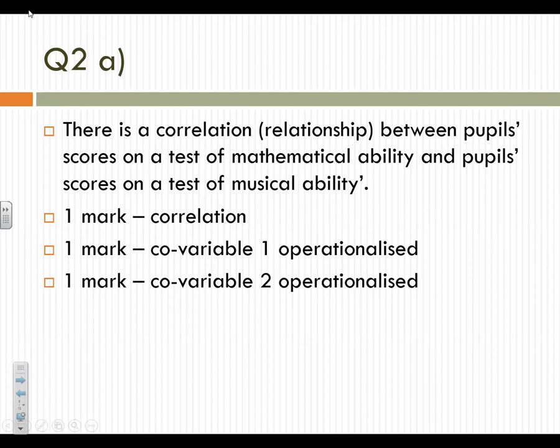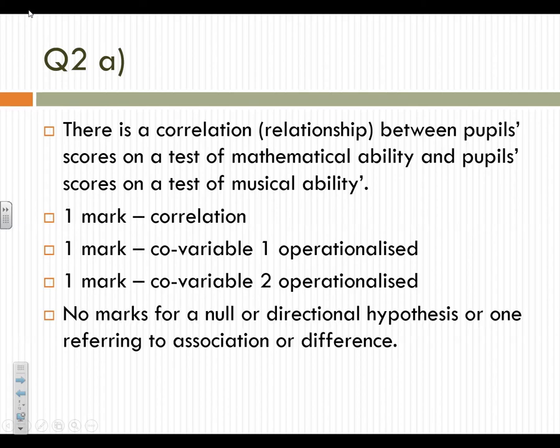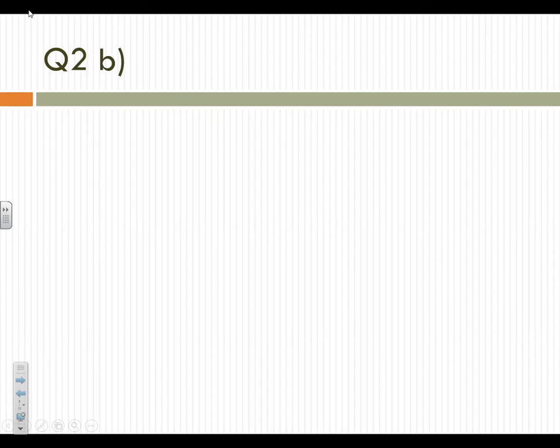If you said there will be a difference between, no marks. There we go. No marks for a null or a directional hypothesis, or one referring to an association or a difference. So if you say there will be no relationship between, then you don't get any marks. If you say there will be a positive correlation between, or a negative correlation between, no marks. Or if you talk about there will be a difference between or an association between, no marks.